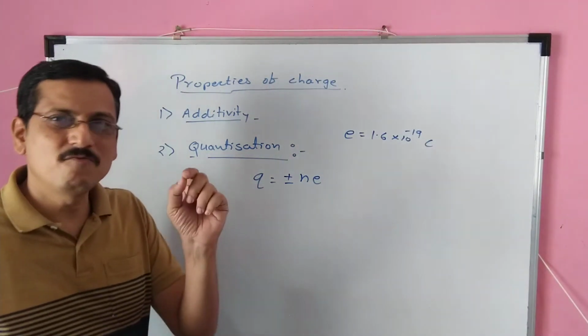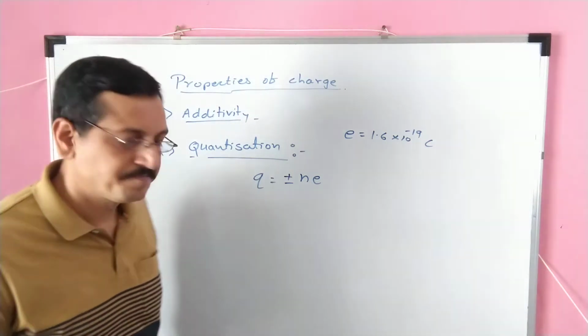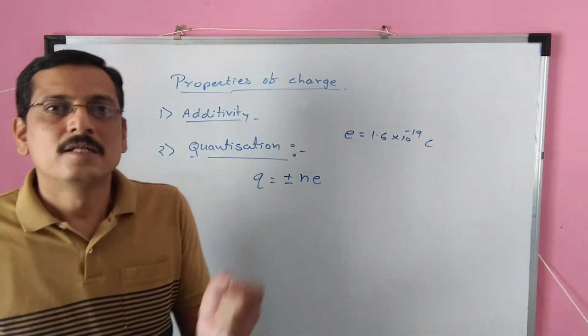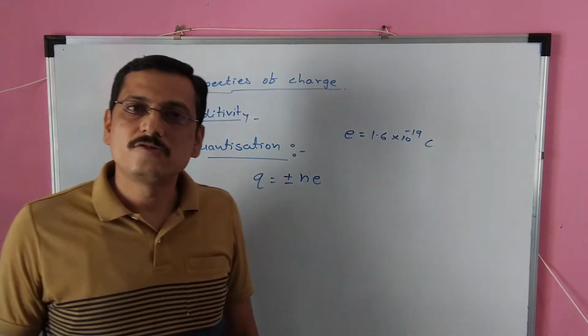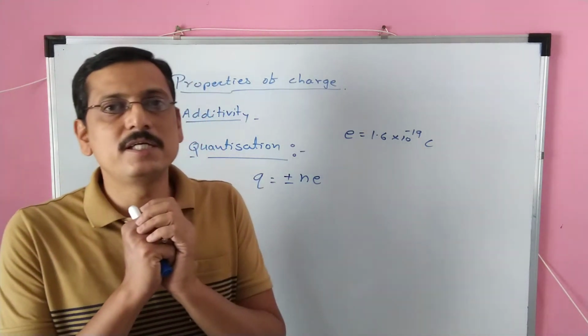Now student, take one point and remember this. We said that the smallest possible charge is the charge of an electron. Actually it is the isolated electron.